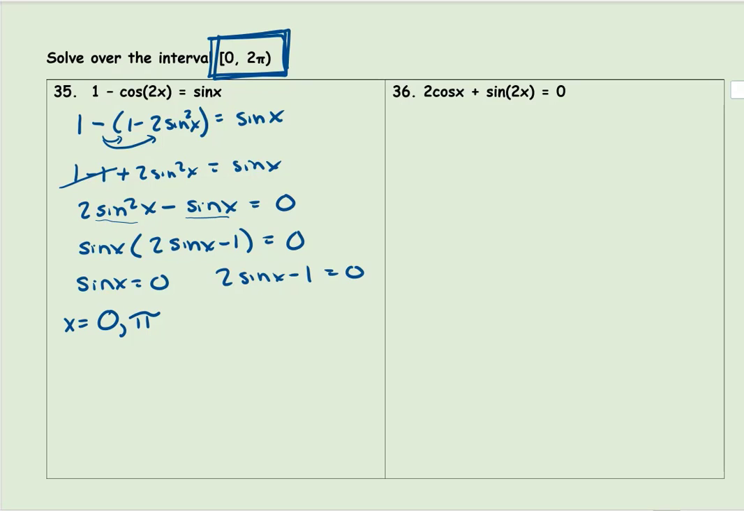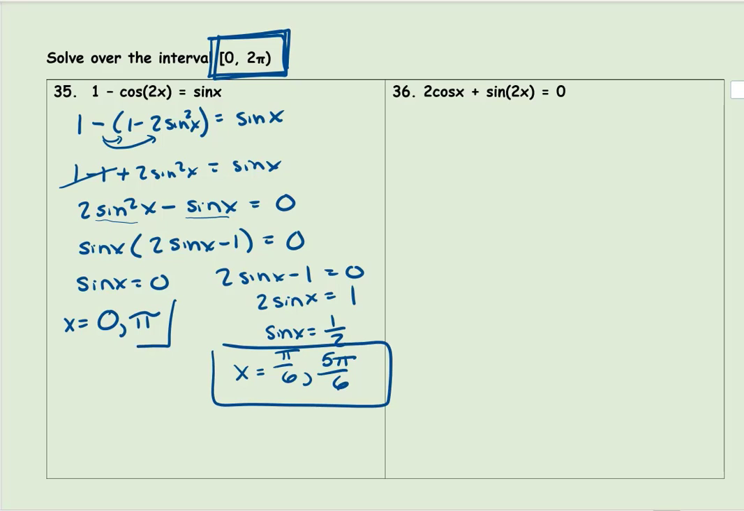We have 2 sine x minus 1 is equal to 0. We're going to add 1 to both sides. So we get 2 sine of x is equal to 1. Divide both sides by 2. So we get sine of x is equal to positive 1/2. If we go back to the unit circle, we have that x is equal to pi over 6 and 5 pi over 6. So here are your 4 answers.